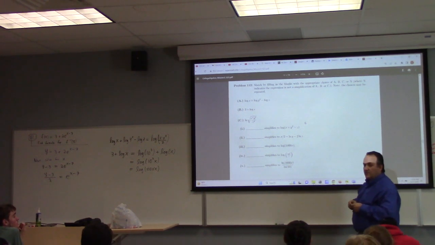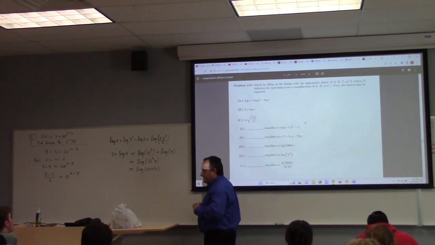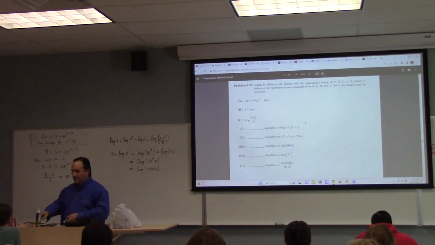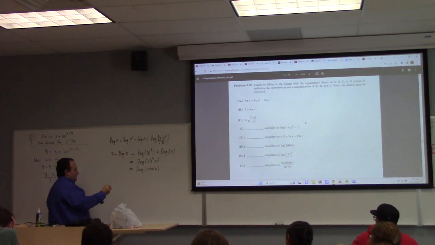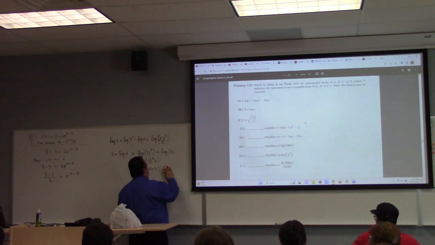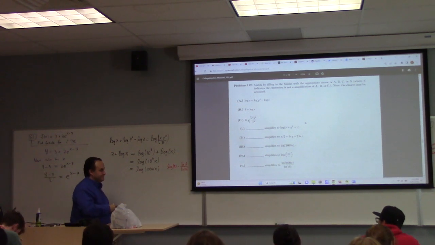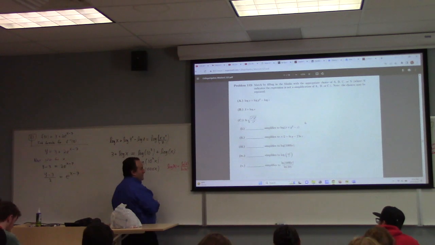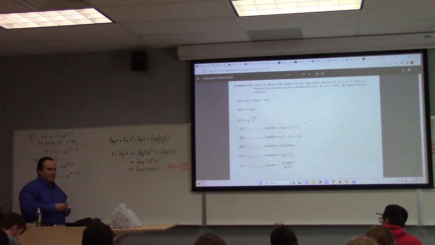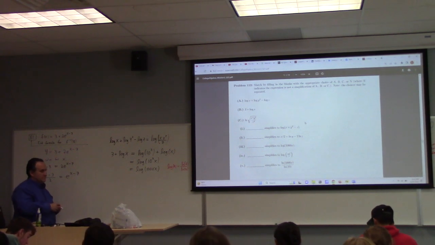Do you guys remember the change of base formula? What would the change of base formula say? For example, log of a is equal to the natural log of a divided by the natural log of 10. There's various forms of the change of base formula, but if you want to change to natural log, log base a of x equals log base b of x over log base b of a.